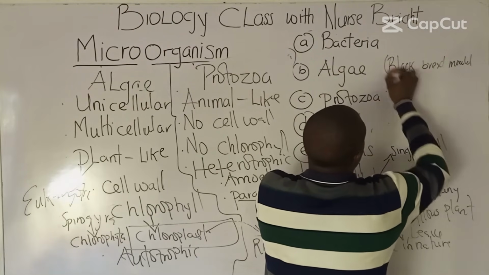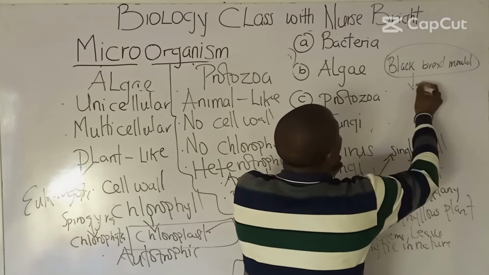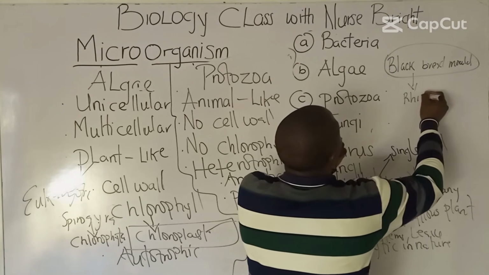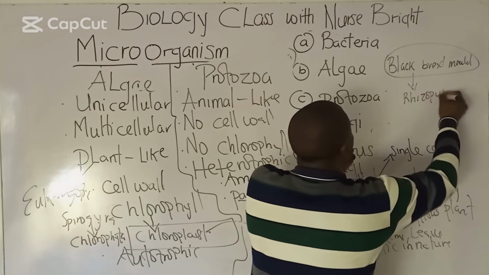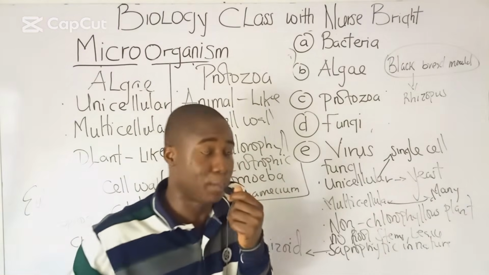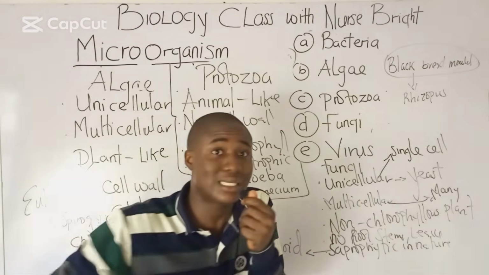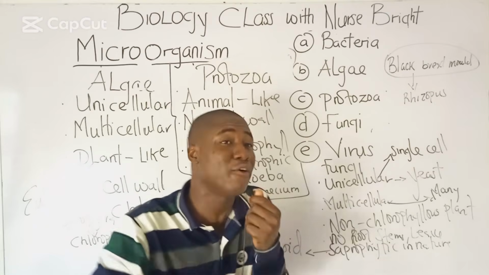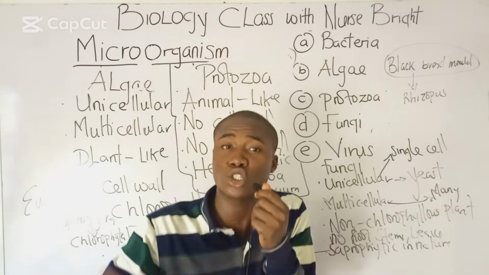The black bread molds have a good example called the rhizopus, and we have various species of rhizopus. We have others like the penicillium. All of these are examples of fungi. We have the likes of mushroom.